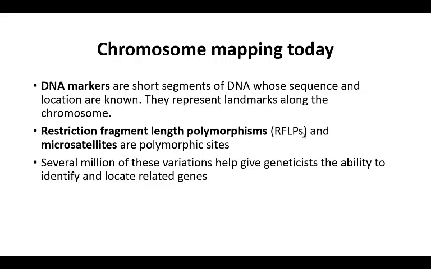The restriction fragment length polymorphisms, or RFLPs, and microsatellites are going to be polymorphic sites. Many of the people are going to have variations within these sites. And there's millions of different possible combinations and variations that you can get. So by looking at these, it helps to give geneticists the ability to identify and locate related genes.